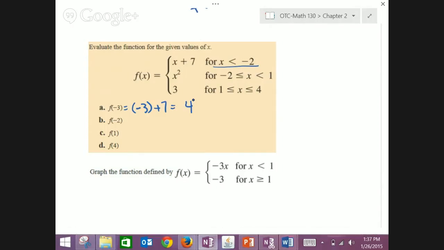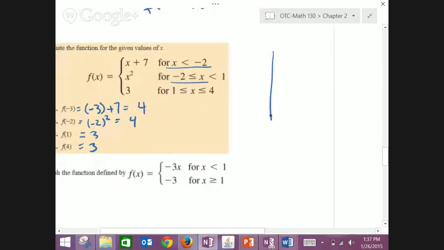What about at -2? So -2 tells me I'm taking -2 squared, and that gives me 4. At 1, 3. And what about at 4? 3. So now that I've kind of done this, graphing it should be pretty straightforward.